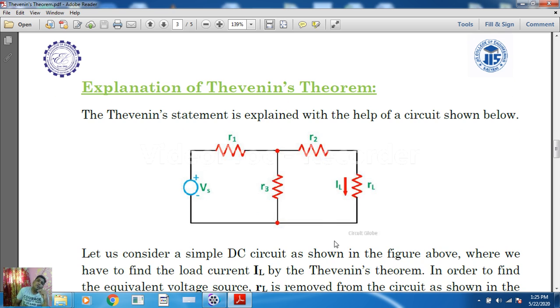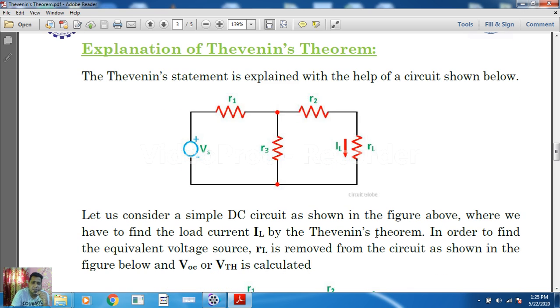Now the main part, the explanation of Thevenin's theorem. I have considered here a circuit, as we have already discussed. A voltage source Vs is there, there are three circuit resistors R1, R2, R3, and there is a load resistance RL. We are assuming that through RL a current IL is flowing.